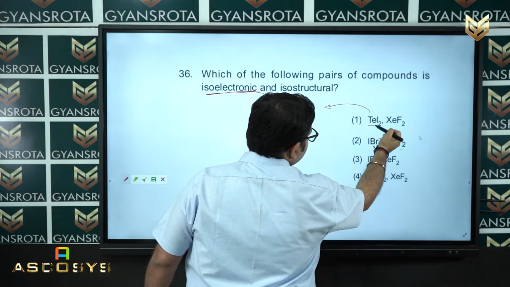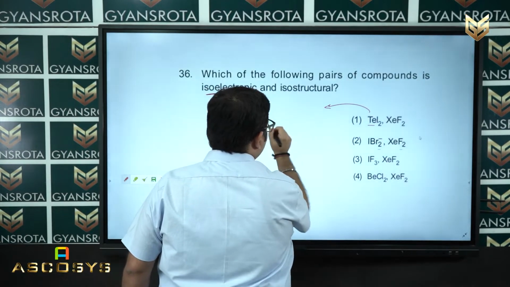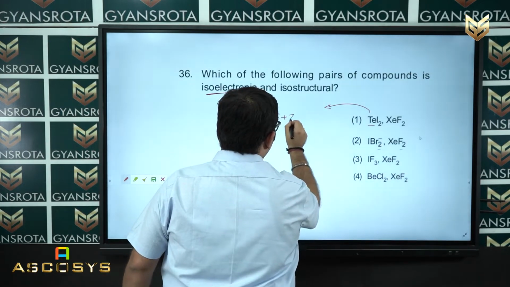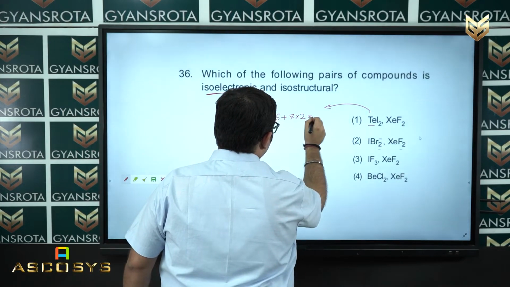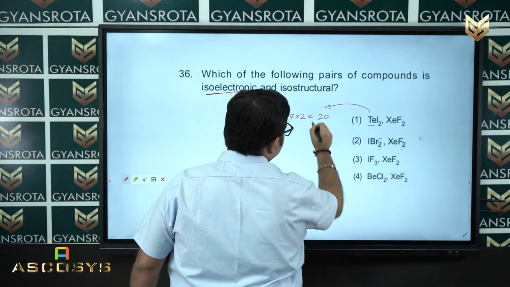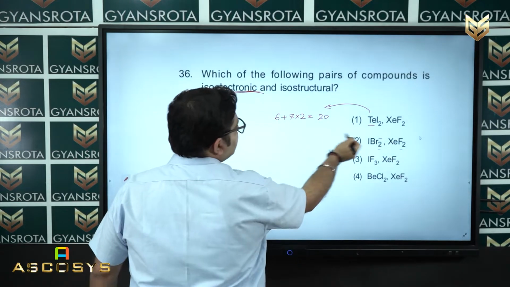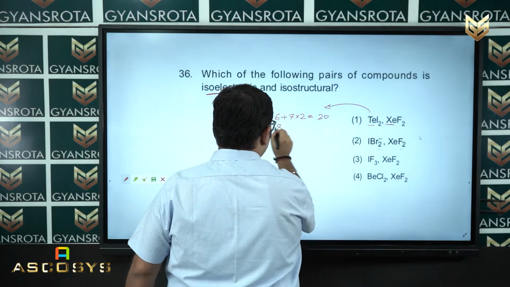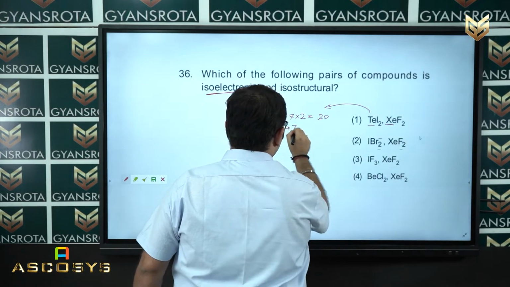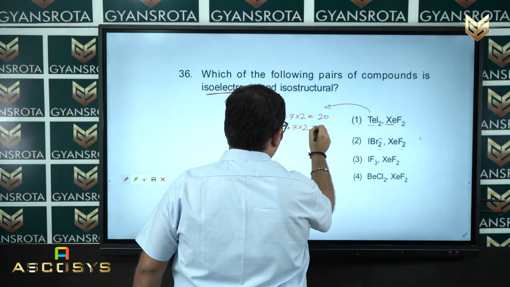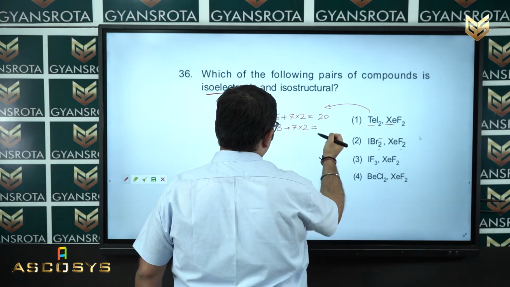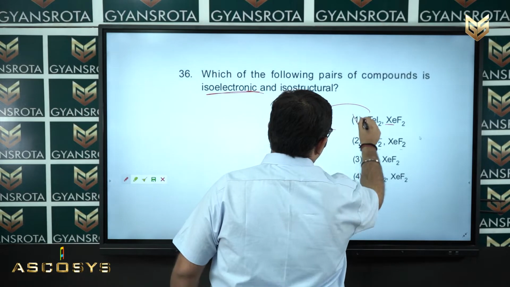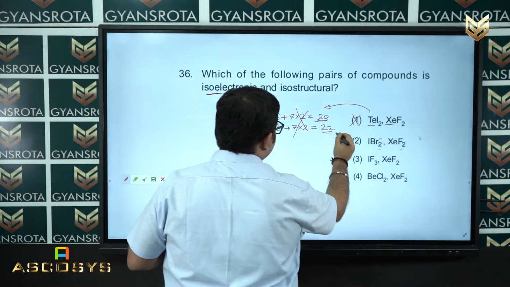For this compound, the valence electron for Te is 6 plus 7 into 2, that is 14, plus 6, that is 20. For this XeF2, for xenon it is 8 plus 7 into 2, that is 14, and 14 plus 8 is 22. So, this is not the isoelectronic species, because the total electron count is different.